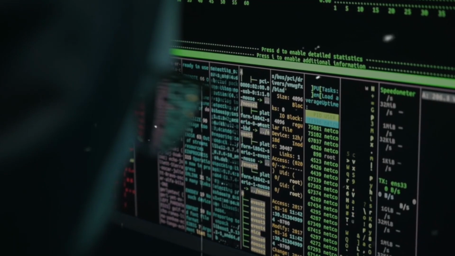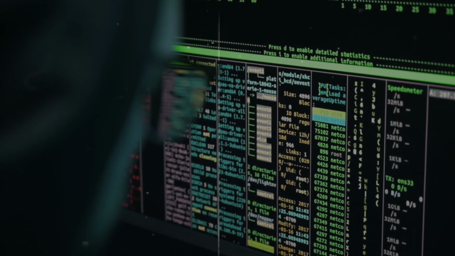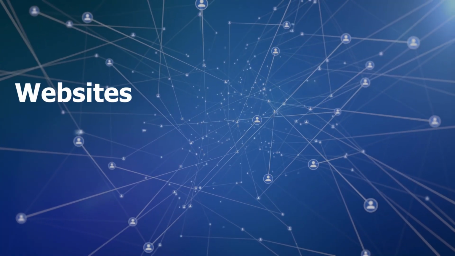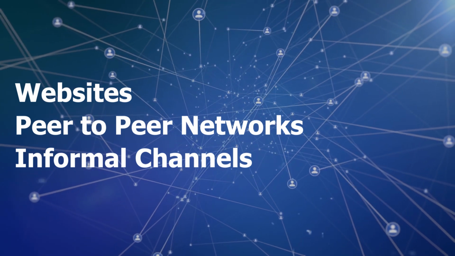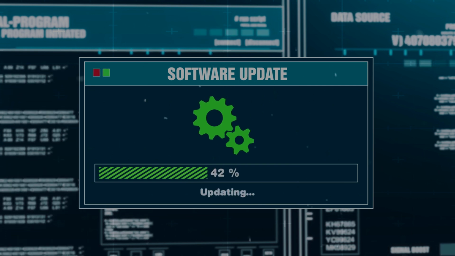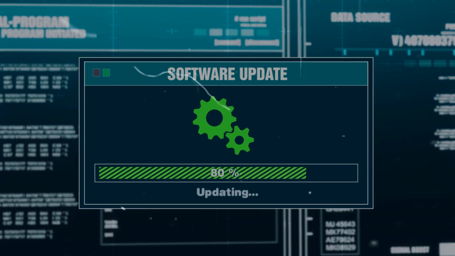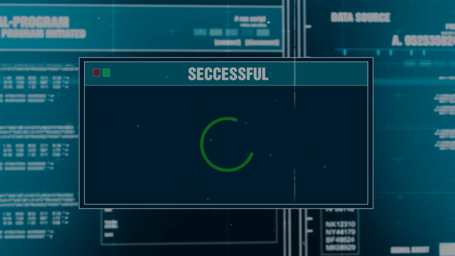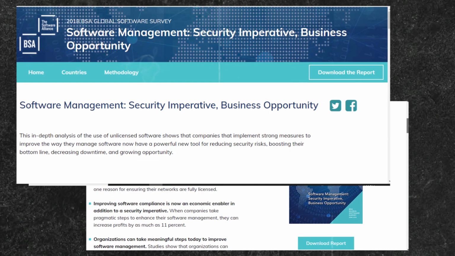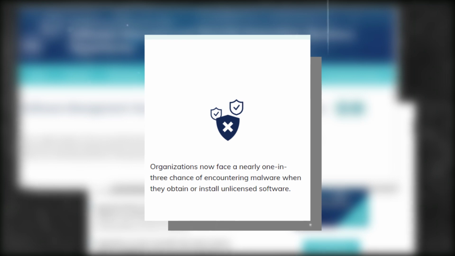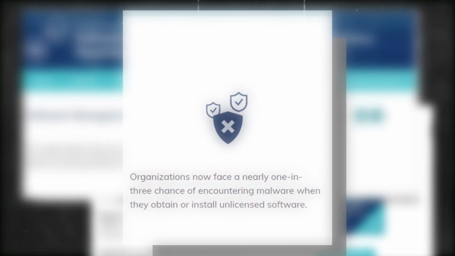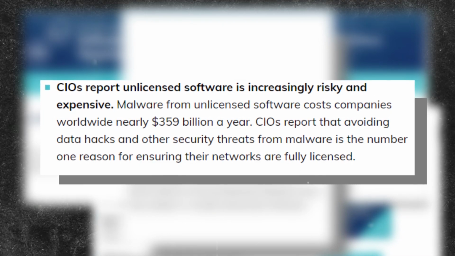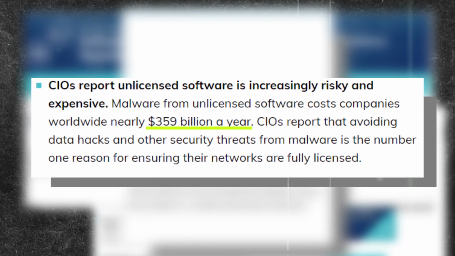It's believed that unlicensed software is always a target for malware. This is because software like these are often obtained from unofficial, untrusted sources. These sources can include websites, peer-to-peer networks, and other informal channels where the integrity of the software cannot be guaranteed. Unlicensed software users also don't have access to updates and security patches, leaving their systems exposed to known vulnerabilities that malware can exploit. According to the Business Software Alliance 2018 Global Software Survey, organizations now face a nearly 1 in 3 chance of encountering malware when they obtain or install unlicensed software. It stated that malware from unlicensed software cost companies worldwide nearly $359 billion a year.